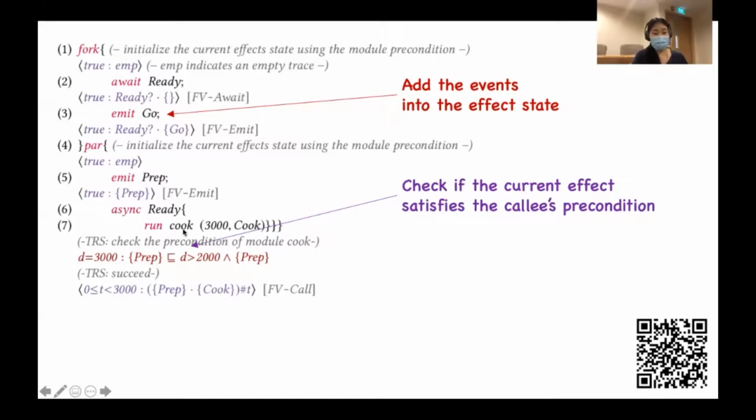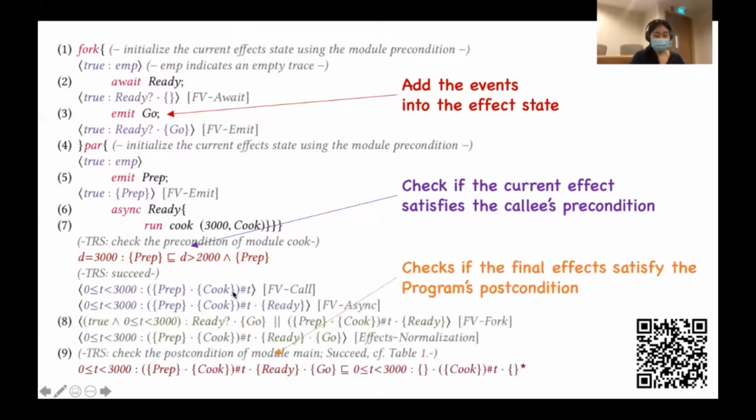And now we are calling a function with parameters. So here, we want to check whether the current effects state satisfies the callee's precondition or not. Obviously, the parameter we provide is 3000. It's greater than the precondition required by the callee function cook. Also, before calling the function, we have triggered the event called prepare. So the precondition is satisfied, and the term rewriting says that it succeeds. Then once the precondition is satisfied, we will concatenate the postcondition of the callee function into the program states directly.